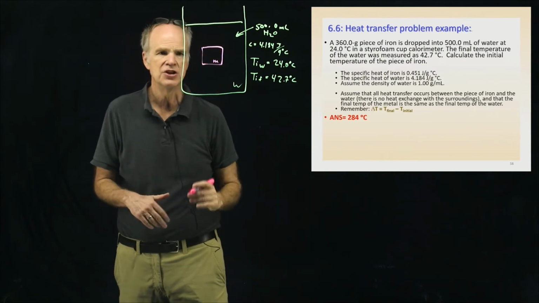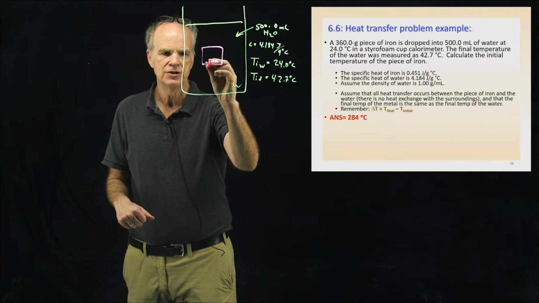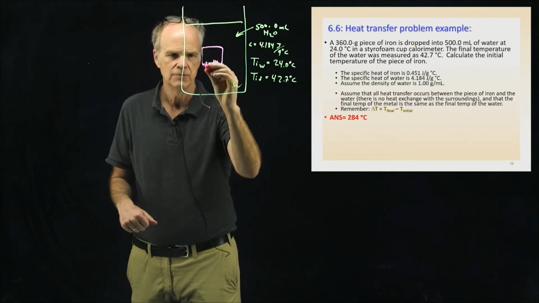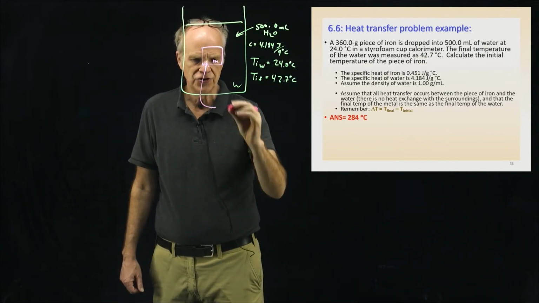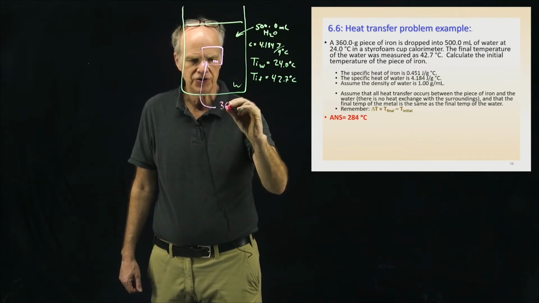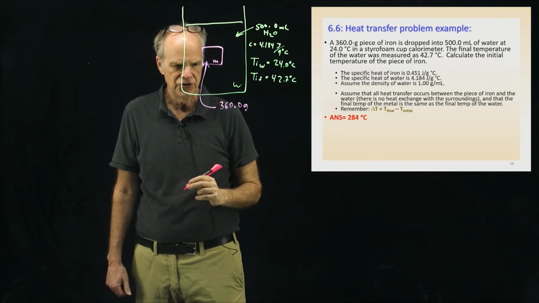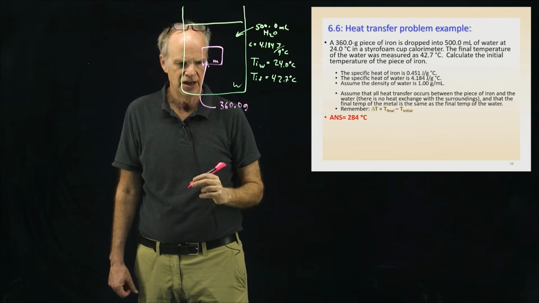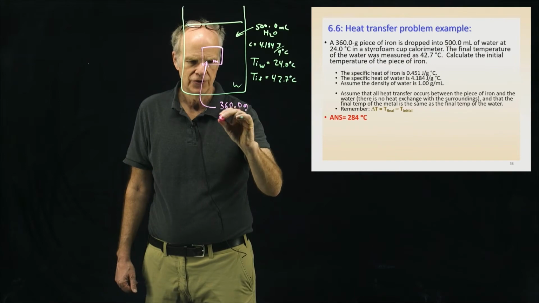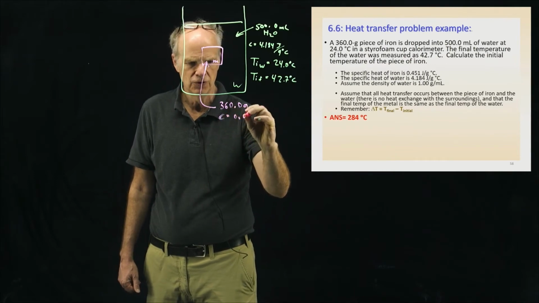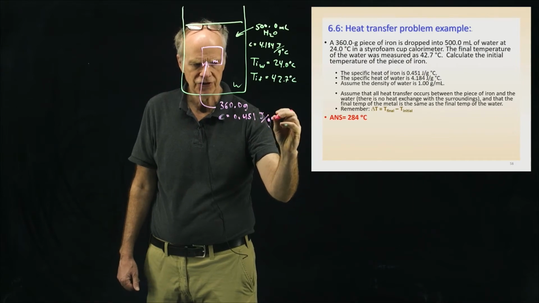Okay, do we have some initial information about the metal? We do. So let me write this information here. The metal, it looks like we're given the mass: 360.0 grams. Are we given the specific heat of the metal? Yes, the metal is iron, and so the specific heat C is equal to 0.451 joules per gram degrees Celsius.